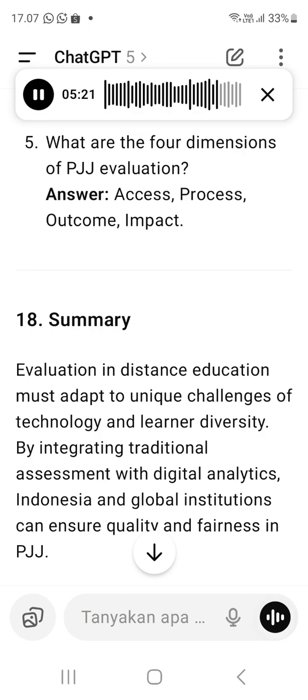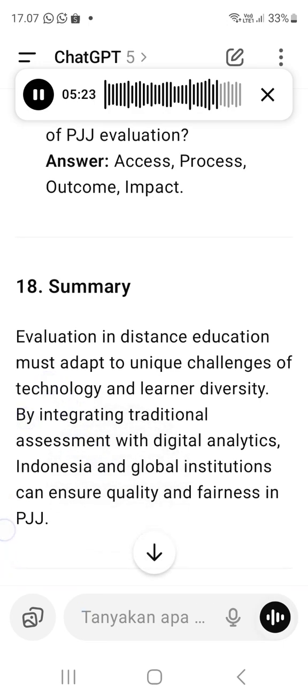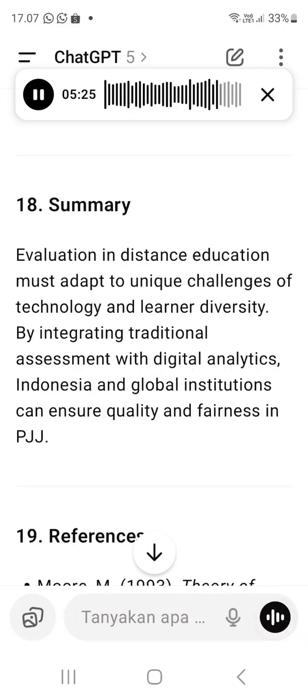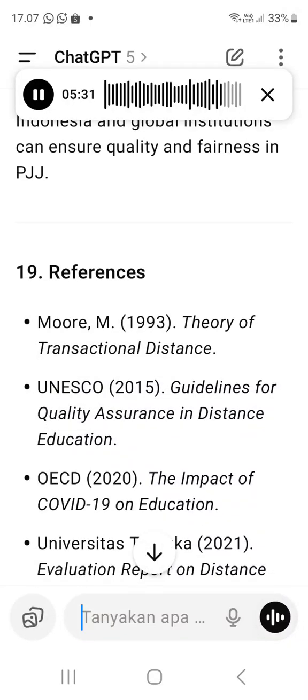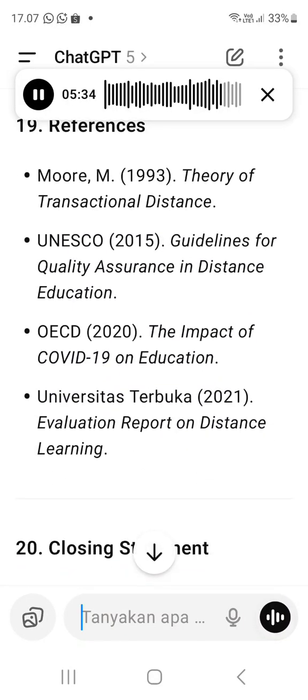18. Summary. Evaluation in distance education must adapt to unique challenges of technology and learner diversity. By integrating traditional assessment with digital analytics, Indonesia and global institutions can ensure quality and fairness in PJJ.